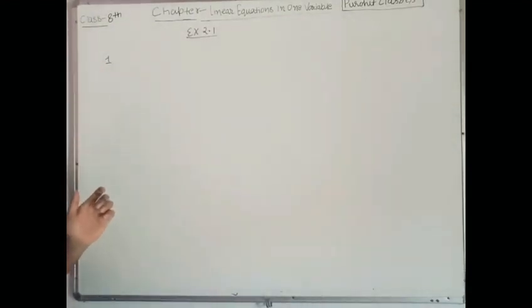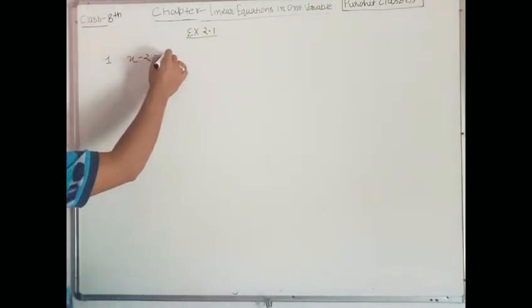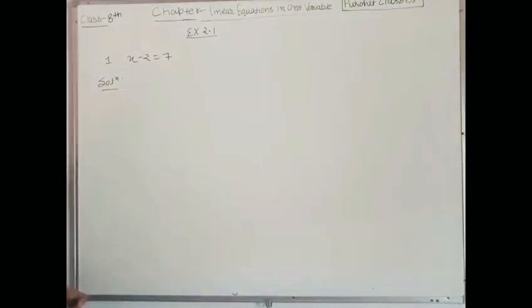Now we are in the situation to solve exercise 2.1. The first question: solve the following equation, x minus 2 equals 7. Solution: again remember what I told you. I have told you that solving means to find out the value of the variable which satisfies the equation. And for that we will go by transposing.